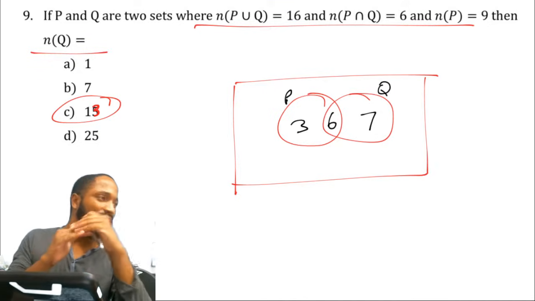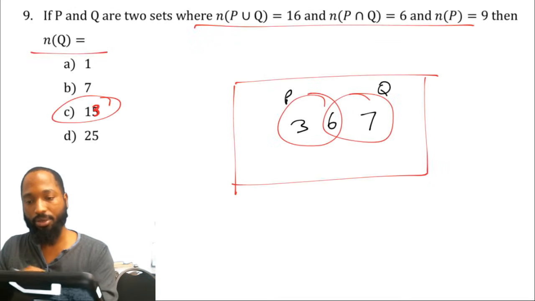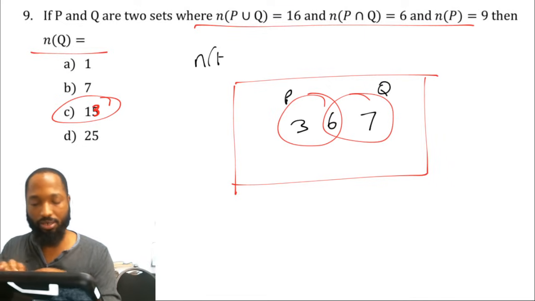So which is why I say in the formula, just a nice clean strategy. Let me just write the formula one more time. Number in P union Q. Ask questions. Don't just say if you don't understand. Ask a specific question.